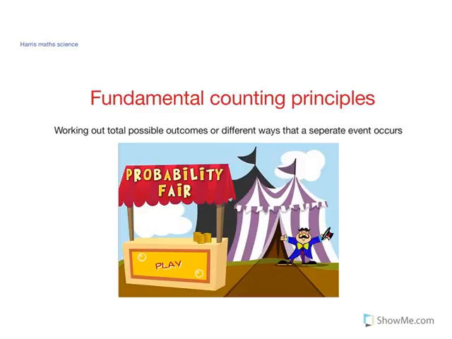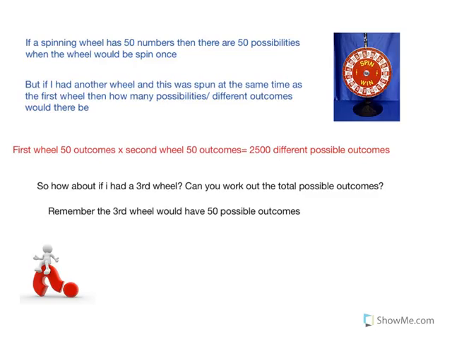Today we're looking at fundamental counting principles. So working out the total possible outcomes, or different ways that a separate event can occur. This basically means if you were to play Tattslotto, you'd be looking at the chances of winning Tattslotto, so all possible outcomes. So let's have a go at a couple of example questions.